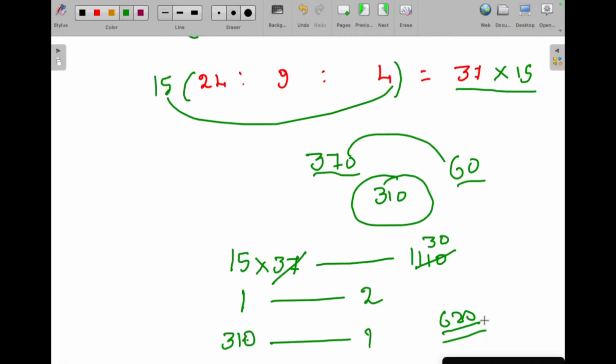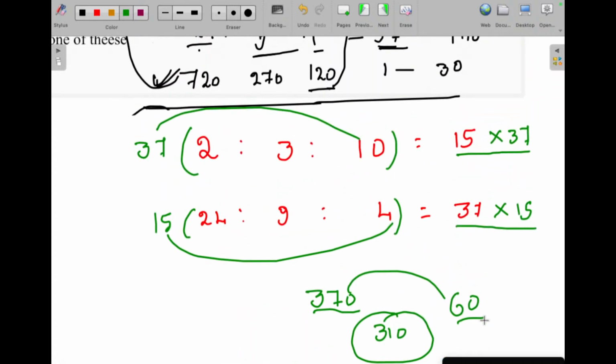This is the method from the exam point of view. Okay, so write this down also.